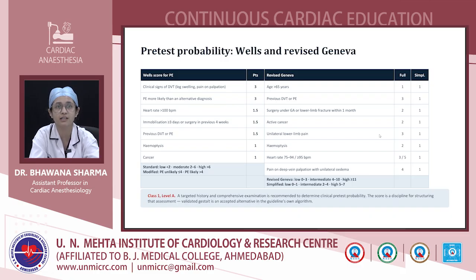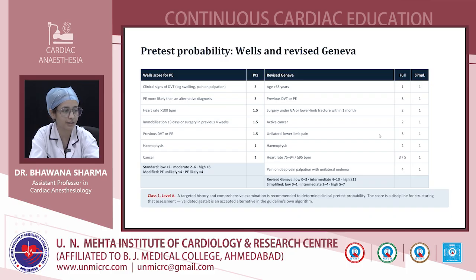The Wells score comprises clinical signs of DVT, pulmonary embolism more likely than an alternate diagnosis, heart rate more than 100, immobilization history, previous DVT, hemoptysis, or history of cancer, and it is scored. The standard is: low risk is less than 2, moderate is 2 to 6, and high is more than 6. So we need to do this.